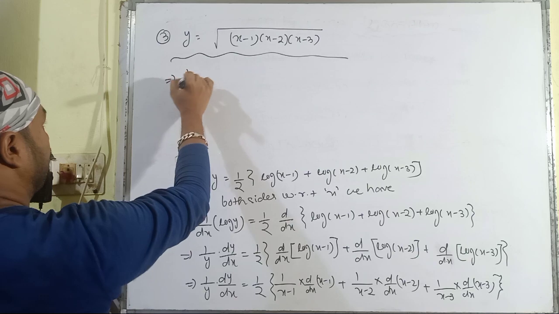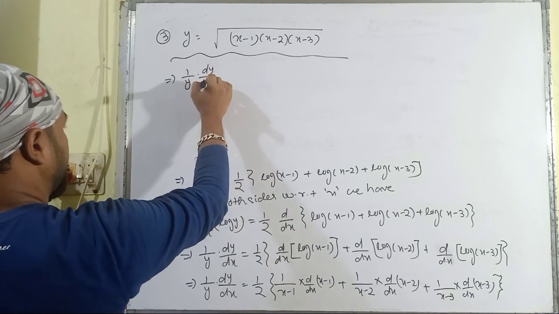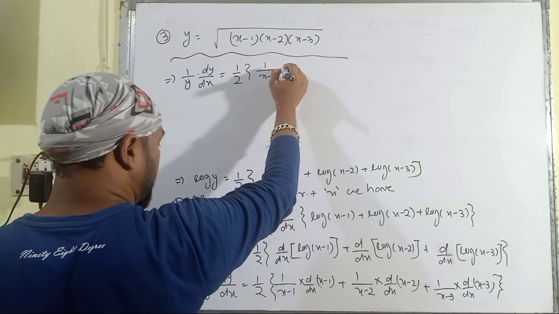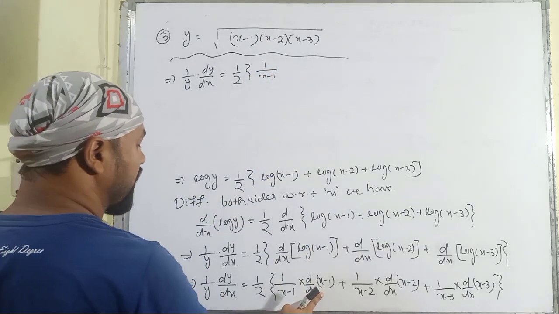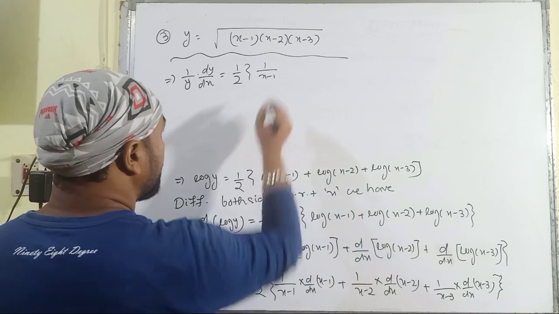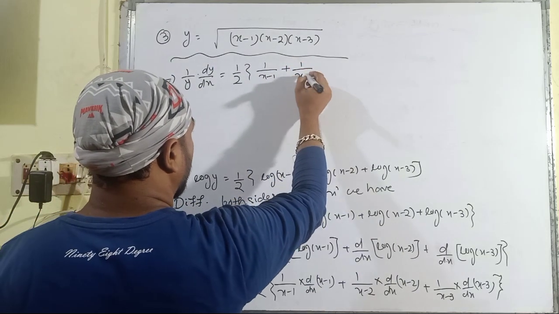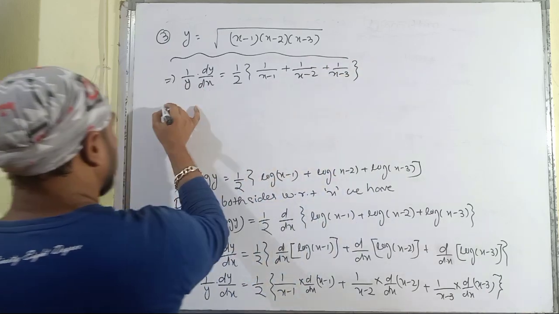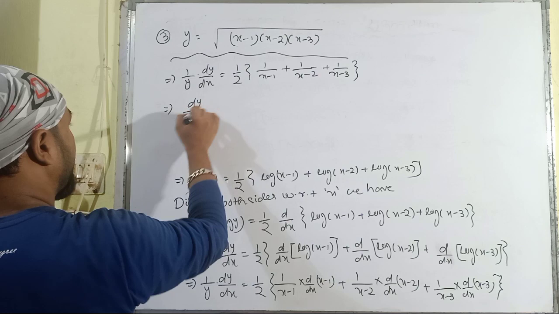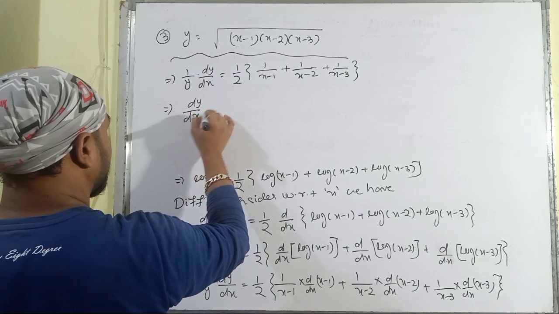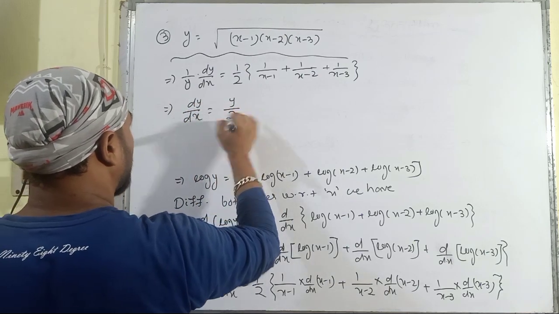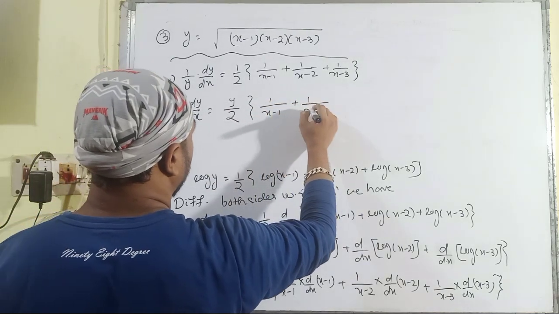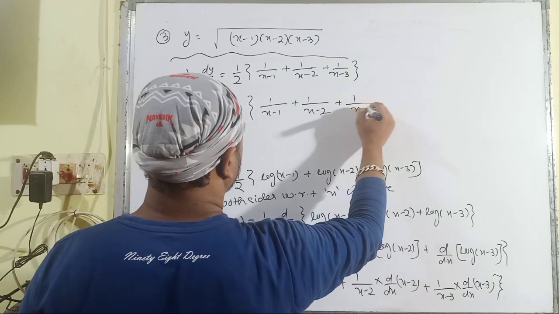So it is (1/y) dy/dx. It is half multiplied with 1/(x-1). The derivative here is 1, so there is no need to write it down, just 1/(x-1) + 1/(x-2) + 1/(x-3). Then the differentiation of y with respect to x is y/2 multiplied with [1/(x-1) + 1/(x-2) + 1/(x-3)].